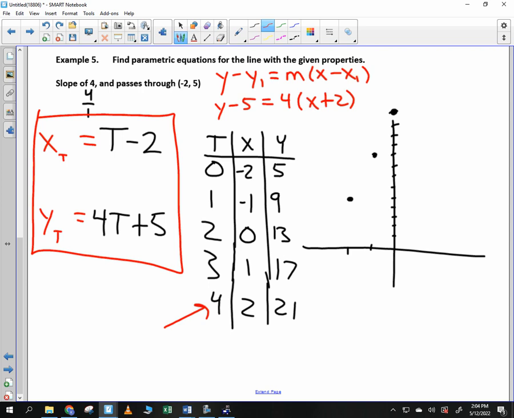When t is 0, x is negative 2. When t is 0, y is going to be 5. So as you go from point to point, you're increasing t. I chose to increase it by 1. And the beauty is you could actually increase it by a half or a third or whatever you wanted to. There's actually an infinite number of representations for that line. This is just one. Please open up your worksheet so I can describe to you what you're going to be doing.